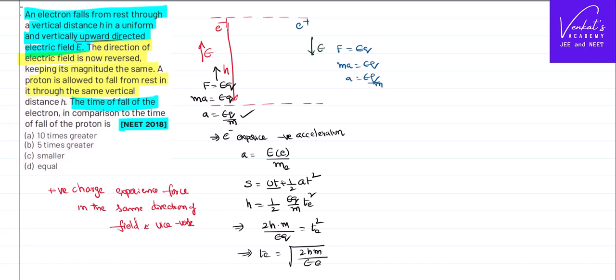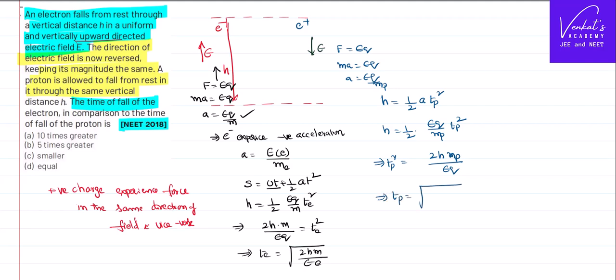So, to find out the time of the fall, I can use the formula S equals ut plus half at square. Here, h equals half A T of the proton square, half A means EQ by M of the proton, because you are handling a proton here, into time of the proton square. That implies time of the proton square is 2h into mass of the proton by EQ. So, the time taken by the proton to fall down is square root of 2h into mass of the proton by EQ. E is again the charge, the proton and electron being the same.